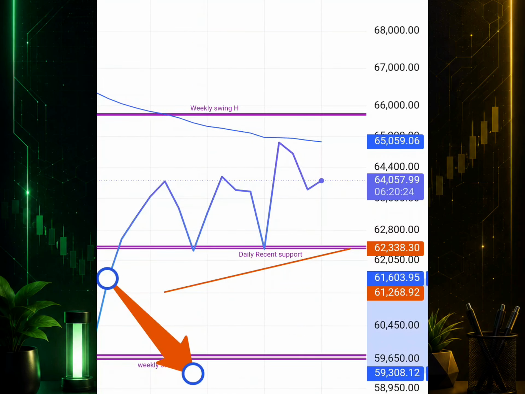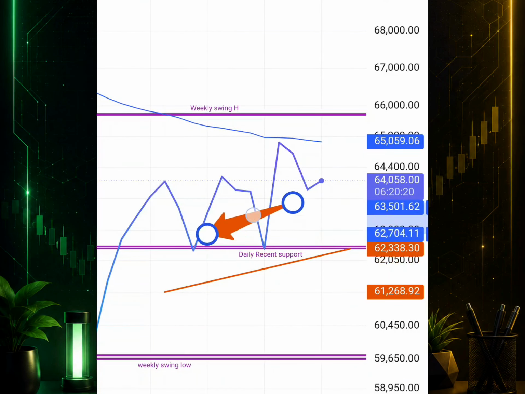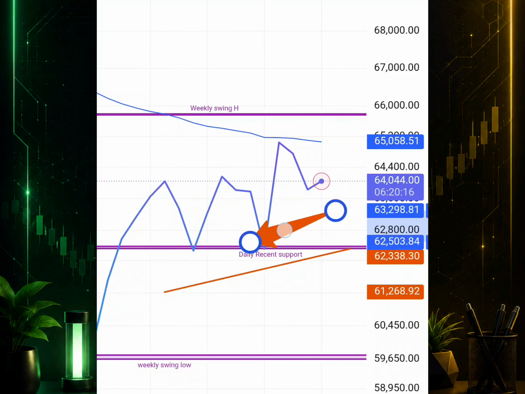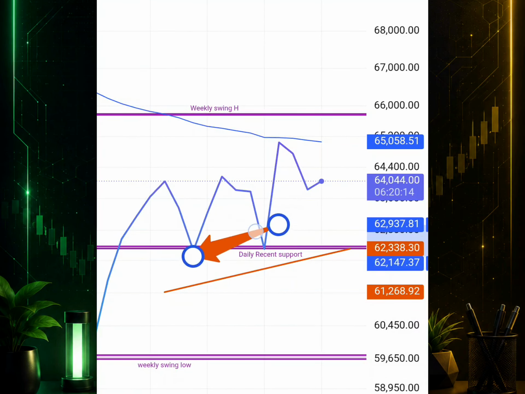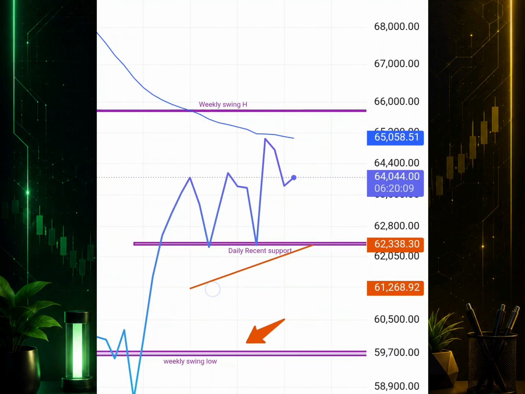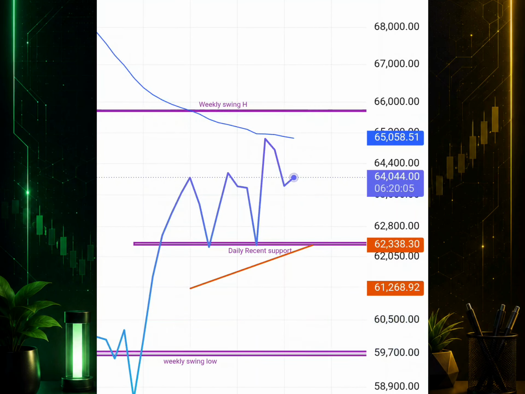Okay, so I'm trying to show you the area so that you can understand. So the market touched this area you are seeing. The market also touched here like 2 times. This is a daily candle, recent support level on the daily candle, and the market is trying to respect that area. Then I draw my zone on that area, daily recent support.